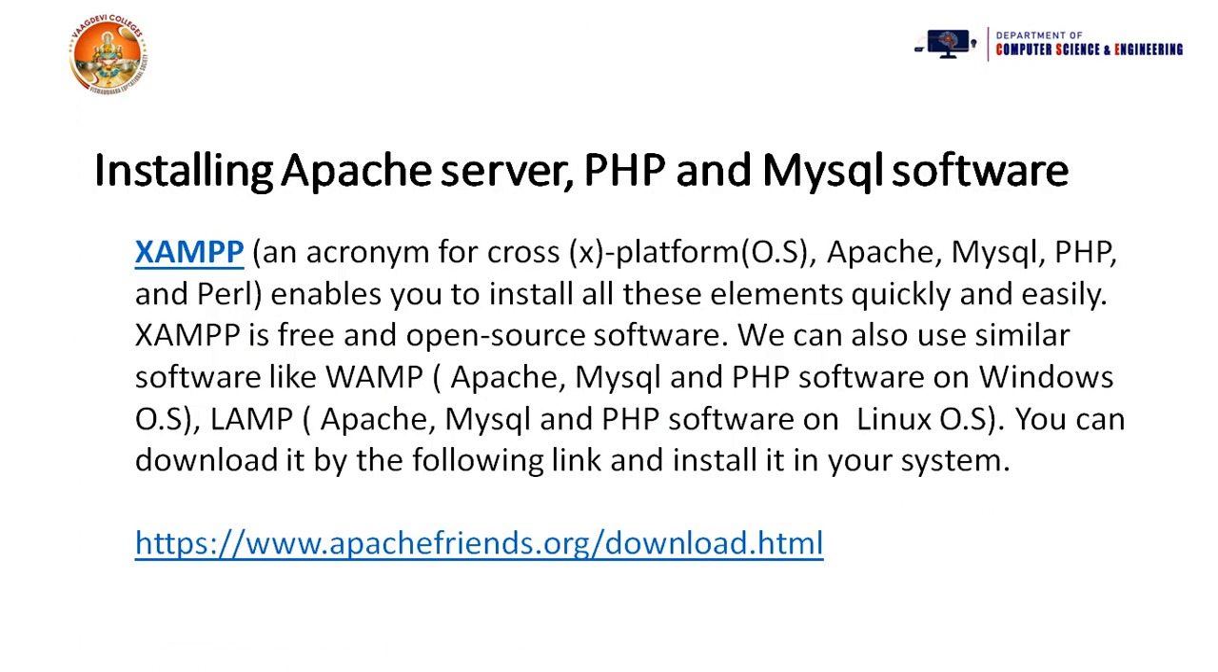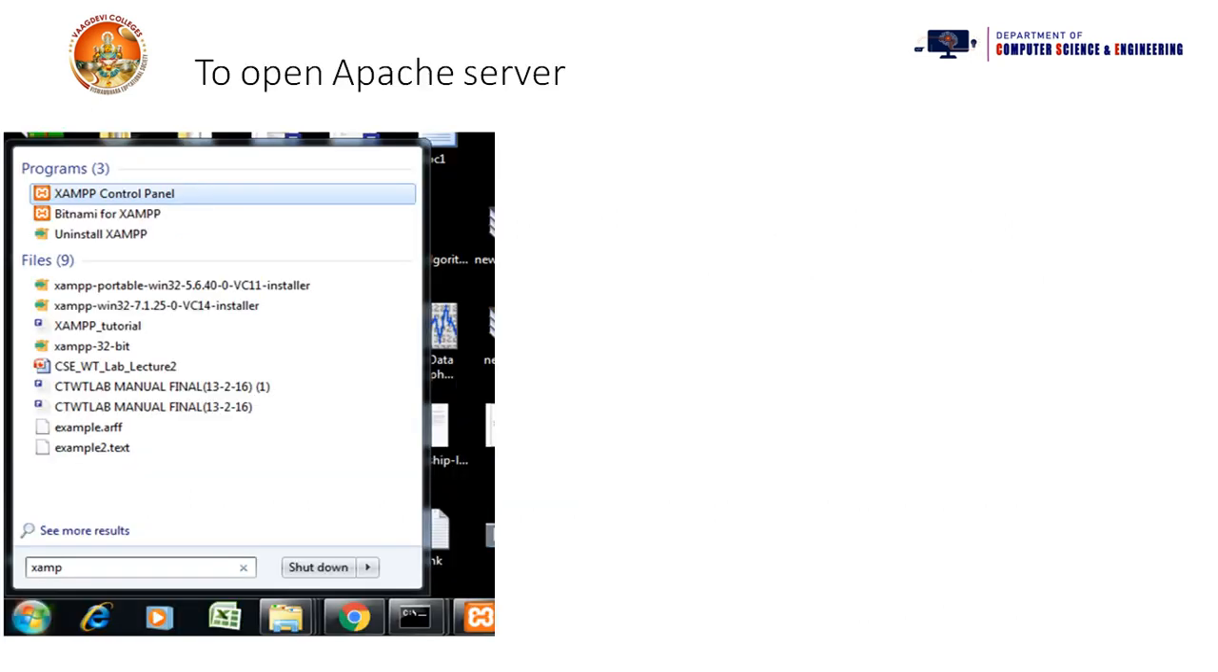I have installed XAMPP, and you can find the software by using this link. You can find different versions of XAMPP, LAMP as well as WAMP. Based on your system requirement, you can install the software. Once the software has been installed, you can get the XAMPP control panel by pressing the Windows key and typing XAMPP in the search, and you will get the XAMPP panel.